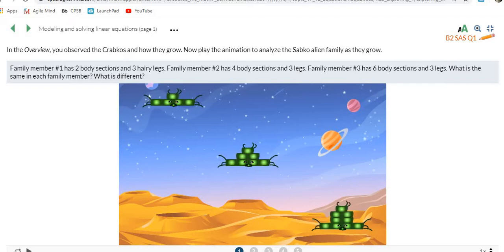So what is different about them? They all have different size what? Bodies. Different size body sections. Writing that for 1A. They all have different size body sections.